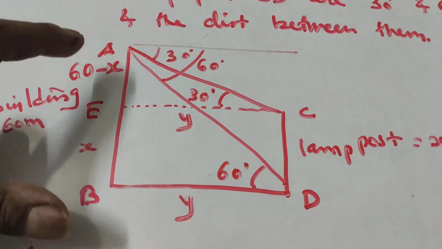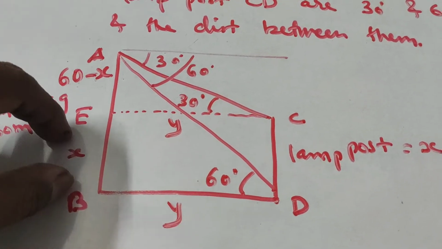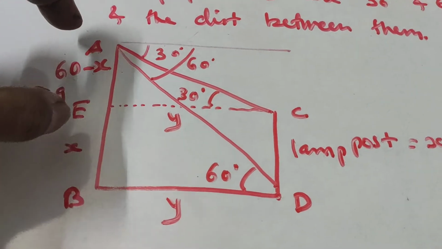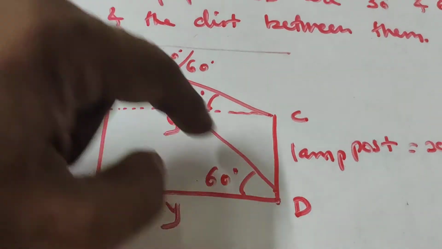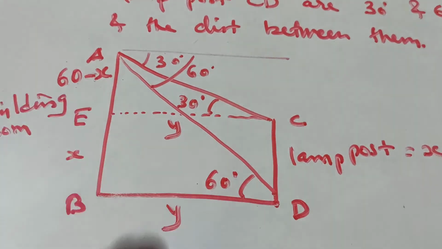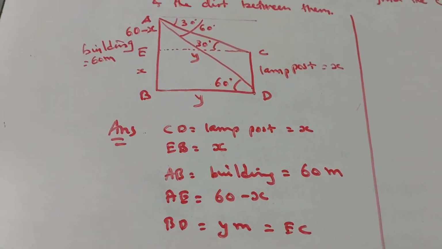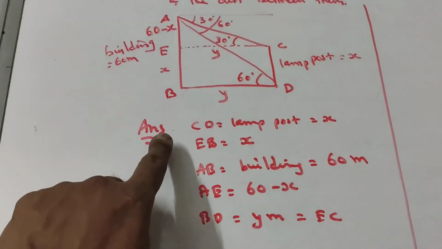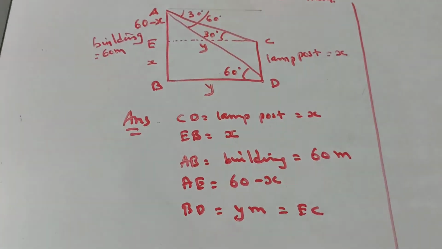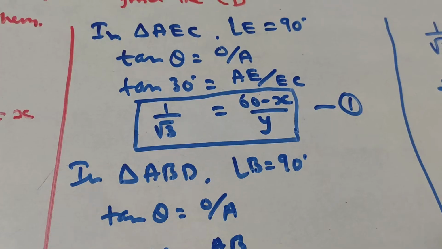Now the height of the building is given as 60 meters. So the whole building is 60 meters. This one is x. So what will be this one? 60 minus x. So we'll first of all work it out. Here the hypotenuse, the length, the distance is not given, so we'll take tan theta. I have written all these things here, and you also have to write such things in your answer paper. So we get two triangles. Let us work it out.